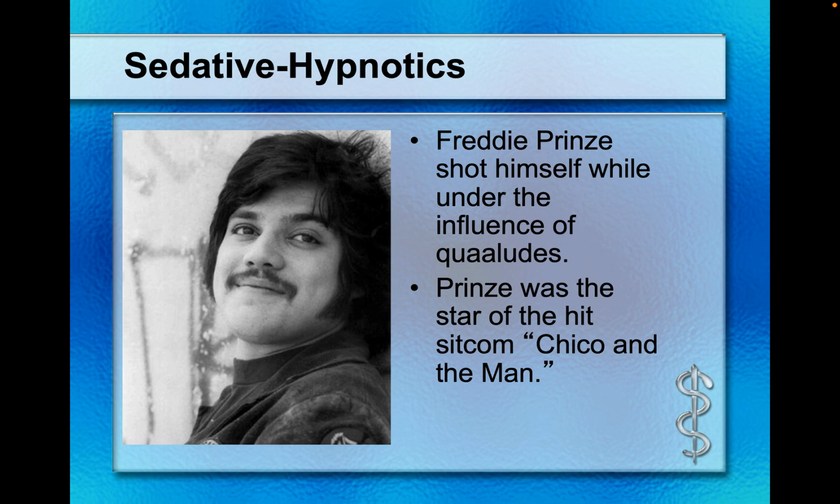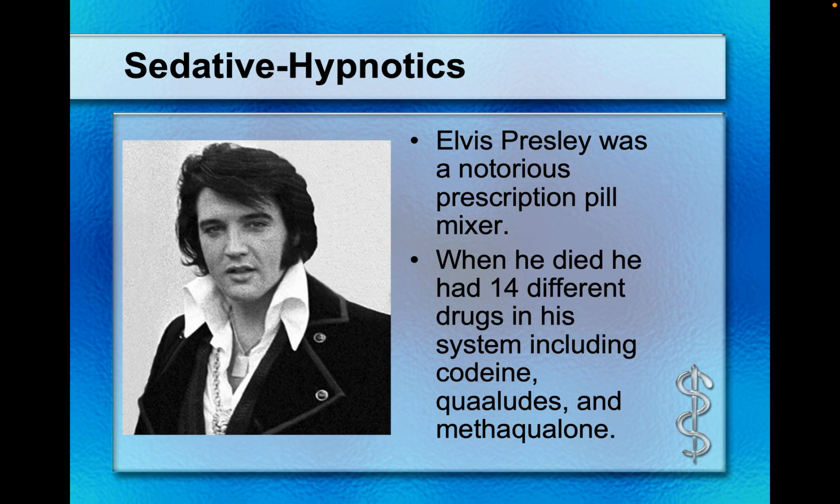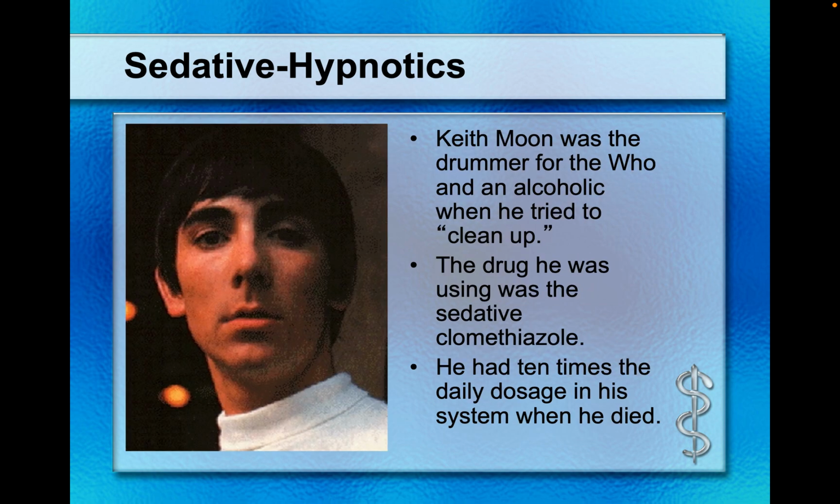Freddie Prinze shot himself while under the influence of Quaaludes. Prinze was the star of the hit sitcom Chico and the Man, once upon a time. Elvis Presley was a notorious prescription pill mixer. When he died, he had 14 different drugs in his system, including codeine, Quaaludes, and methaqualone. He died on the toilet.